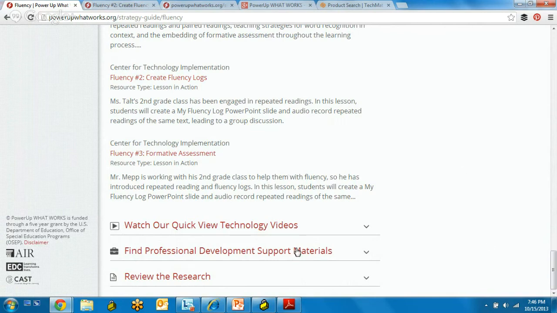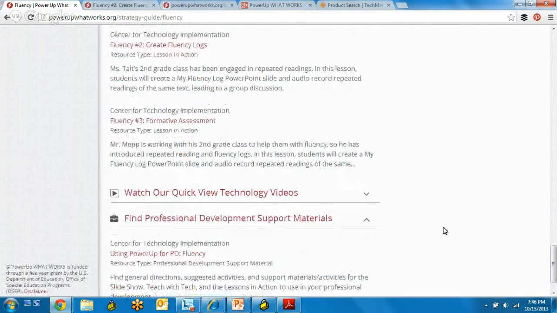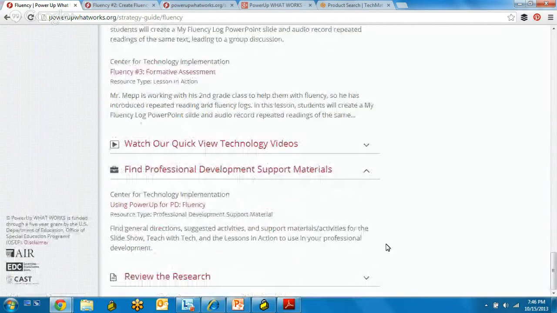Ultimately, our goal is that our PowerUp community becomes a very active group of learners who not only are doing self-directed professional development, but also having the opportunity to share with your school, to share across your district, and to share with others across the U.S.